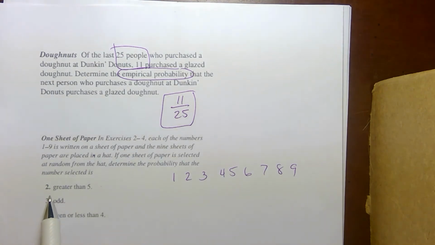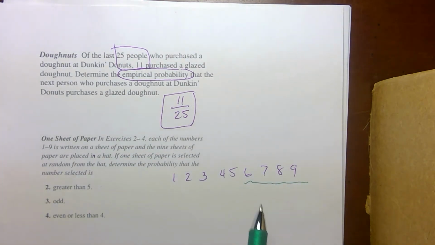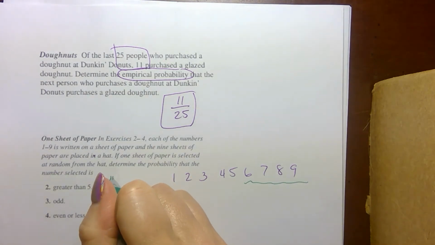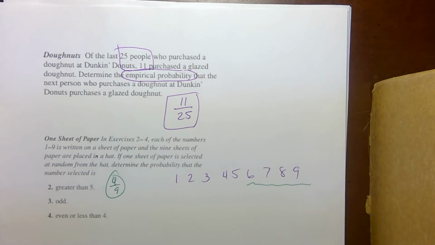A says, what's the probability that if I draw a number at random, it's going to be greater than 5? Well, what are my values that are greater than 5? These values are greater than 5. 4 of them are. 4 of the 9 values are greater than 5. So that's the answer to number 2.